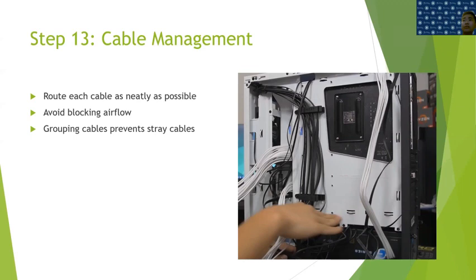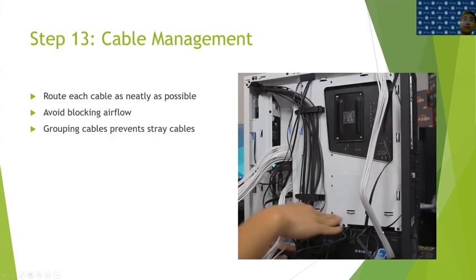So you're mainly going to try to route all of them through the back, and you'll want to group them together to make sure there are no stray cables left. You also want to pay attention to airflow, since you don't want your cables to block any fans. And you can also take advantage of any unused space. For example, in this example, there's a lot of unused space at the bottom, so what this guy is doing is putting all of his cables at the bottom.